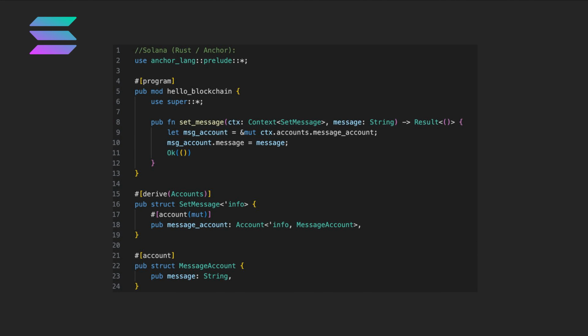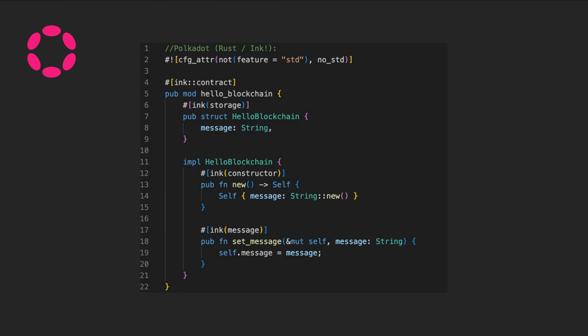Next, we have Solana, known for its high speed and low costs. Solana smart contracts are written in Rust, C, or C++, and are typically built using the Anchor framework, which simplifies development. Polkadot is another exciting ecosystem designed for interoperability between blockchains. Smart contracts on Polkadot's Substrate framework are written in Rust using the ink! library.